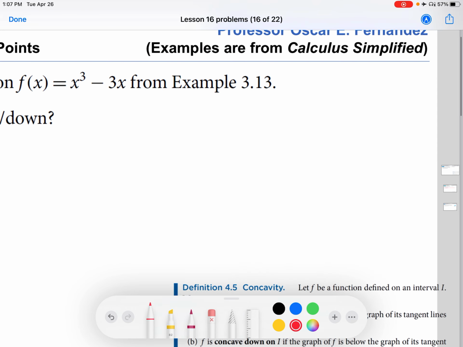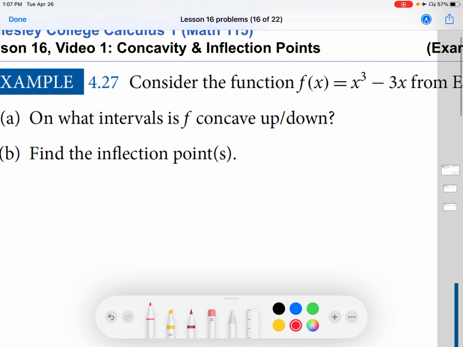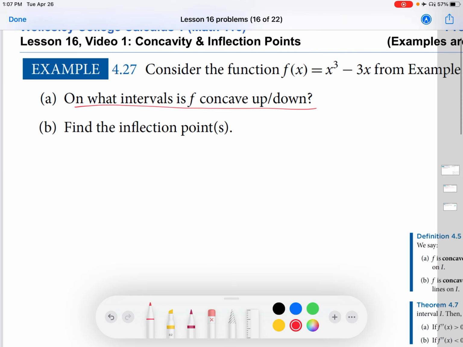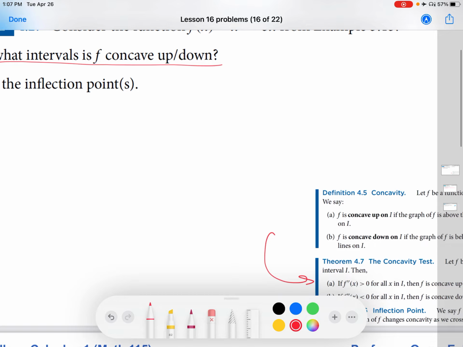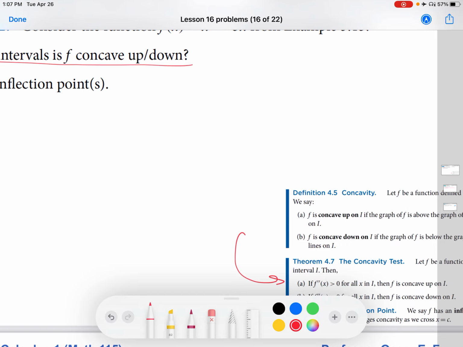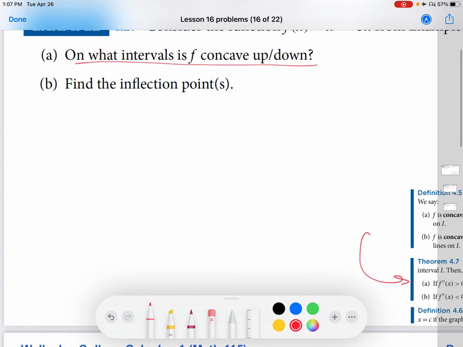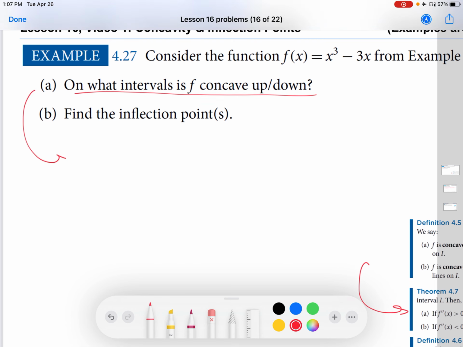So let's go up here. On what intervals is the function concave up or down? Okay, so we will employ the concavity test. This is also called, well, we'll just leave it at that, the concavity test. So I need to find the second derivative of the function. So I'll start first with the first derivative.